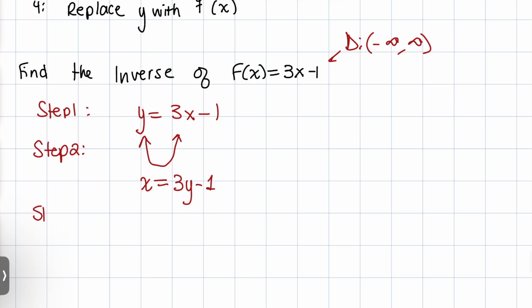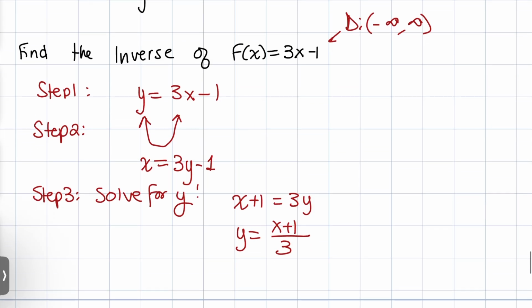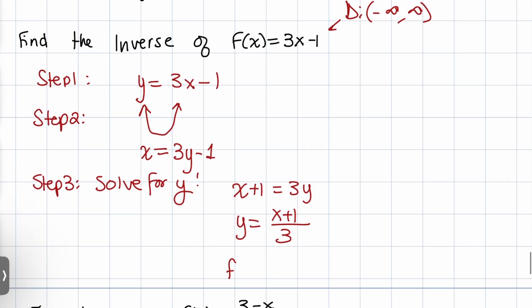Now, step 3, solve for y. So I get x plus 1 equals 3y. y equals x plus 1 over 3. Okay? Now, I need to replace my y with f to the negative 1. So f to the negative 1 of x equals x plus 1 over 3. Now, you can check to see if this is going to work. You can put them back into each other and check. But this is going to work.